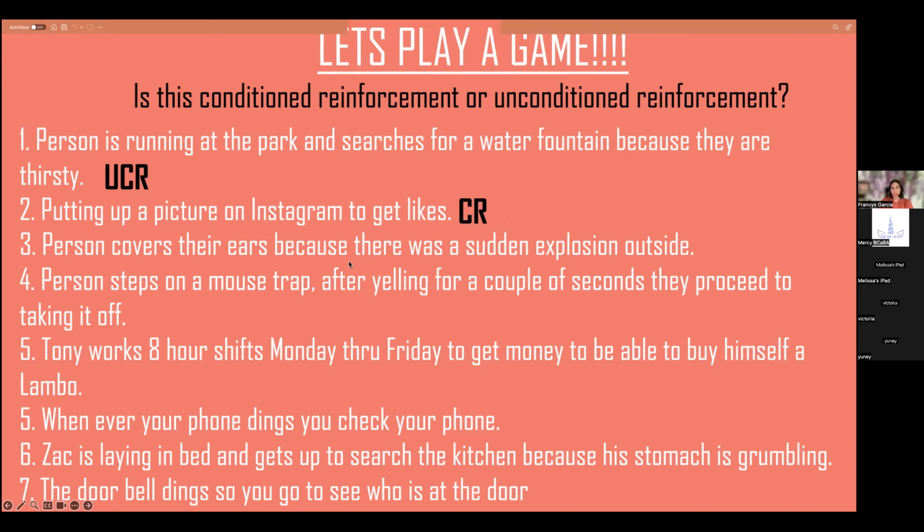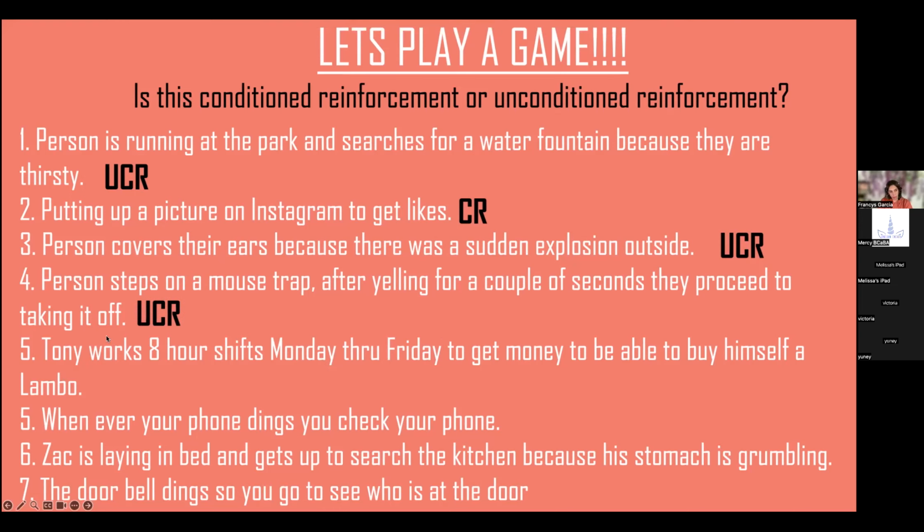Number 3, a person covers their ears because there was a sudden explosion outside. Conditioned or unconditioned? Unconditioned reinforcement. Nobody had to teach us this. It's something that we have as humans. Number 4, a person steps on a mousetrap, yells for a couple of seconds, and then proceeds to take it off.